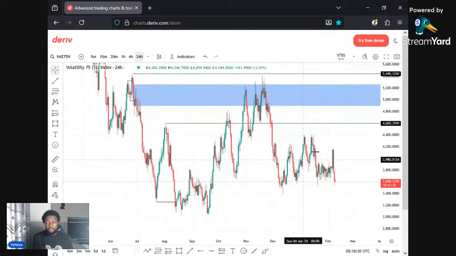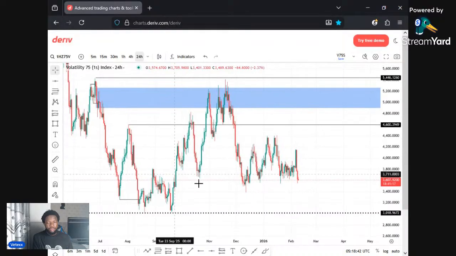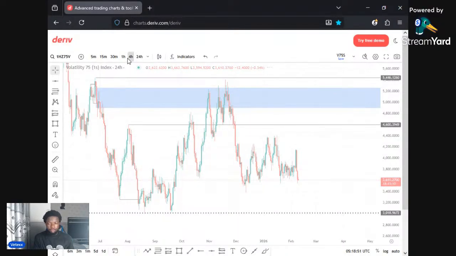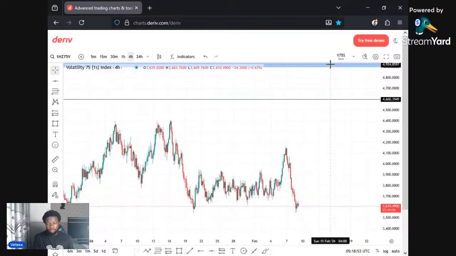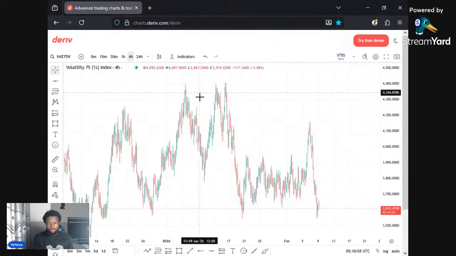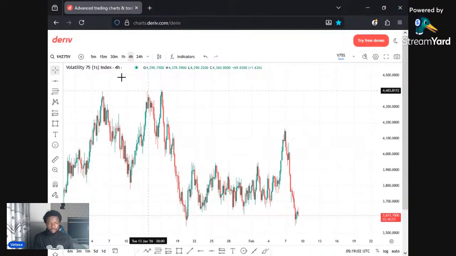So right now, this is our starting point. These are starting points. And this low here is our finish point. Okay. So what do we do now? We'll go to the 4-hour time frame and start looking for continuation. So we'll check the 4-hour time frame. On the 4-hour time frame, nothing is currently happening. So we'll check the 1-hour time frame.